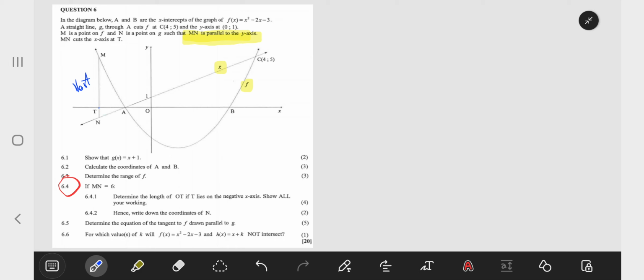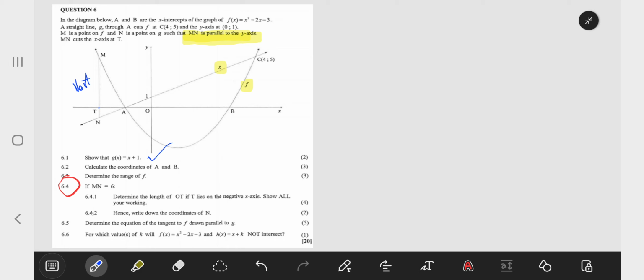Okay, so now as a sketch, and then 6.1, show that g of x is equals to x plus 1, right? So that question I will not cover in this video because the focus is on 6.4, but the information we will use is g of x, which they tell us there is x plus 1, because they did not give us g of x up here in the statement, but now they tell us in 6.1 that g of x is equals to x plus 1. And then 6.2, calculate the coordinates of A and B. A and B are the x-intercepts of f, right, whereby y equals to 0, but I will not cover that in this lesson. And then 6.3, determine the range of f, and that also I will not cover in this video.